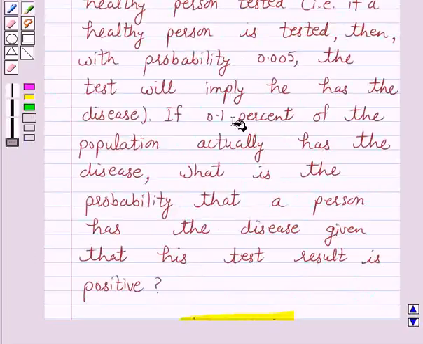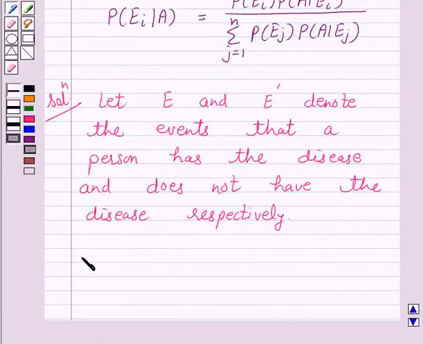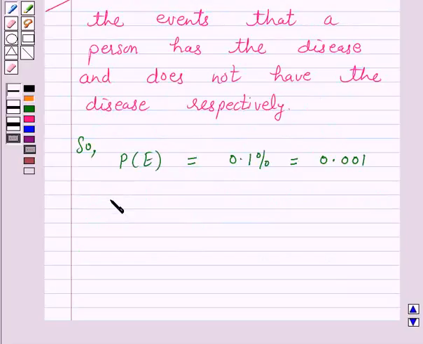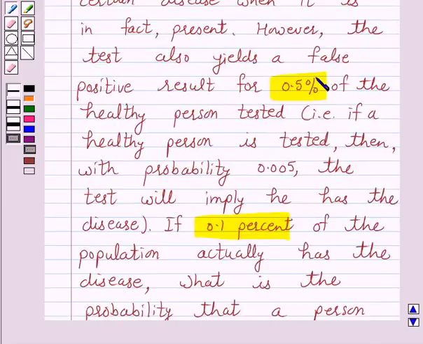Now, we are given 0.1% of the population actually has a disease. So, probability of E is equal to 0.1%, which is equal to 0.001. Again, the probability that the person does not have the disease, that is probability of E complement, is equal to 1 minus 0.001 and this is equal to 0.999.